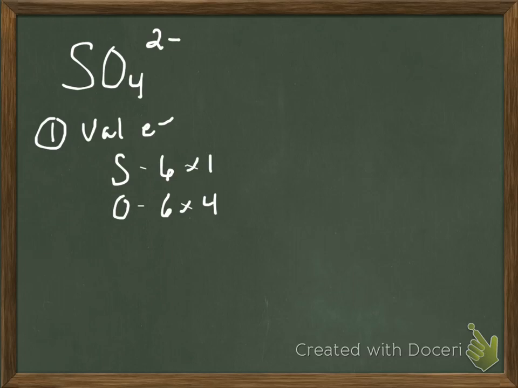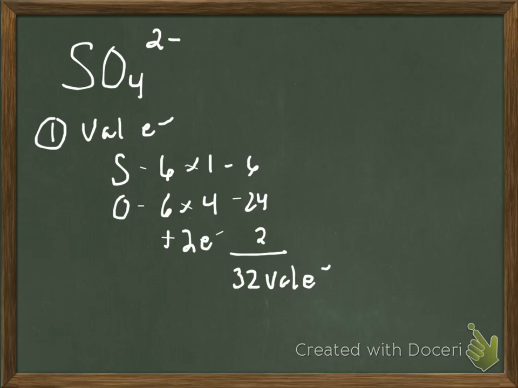So this has got a 2 minus charge. Does it have 2 extra electrons, or is it missing 2 electrons? 2 extra electrons. So we got 6, we got 24, and we have plus 2 electrons. So that gives us 32 valence electrons.